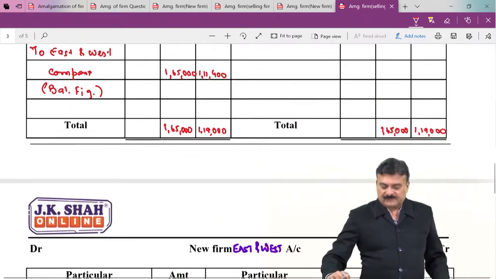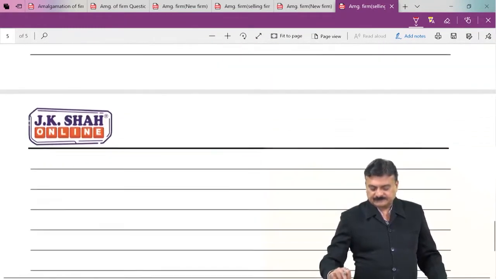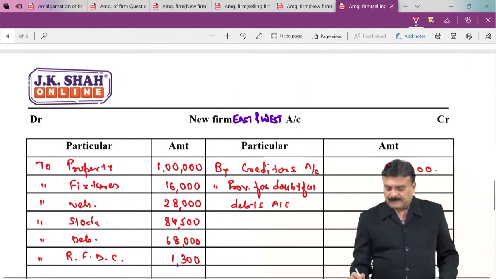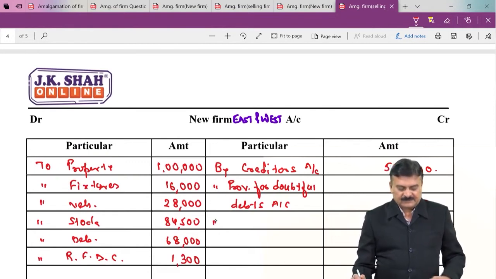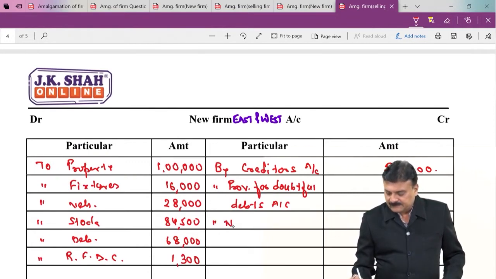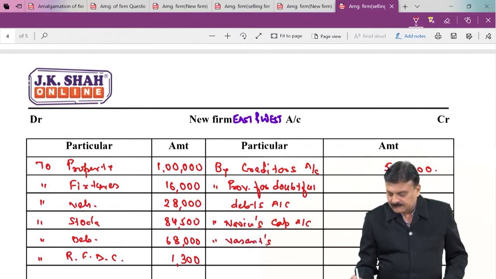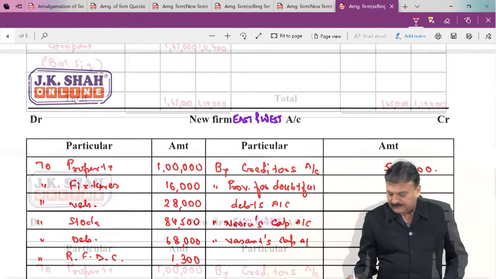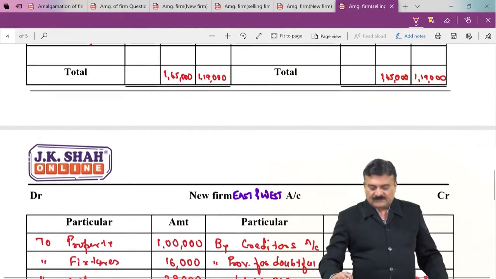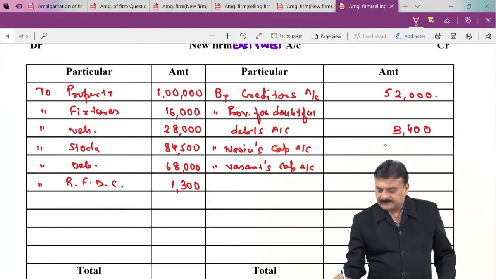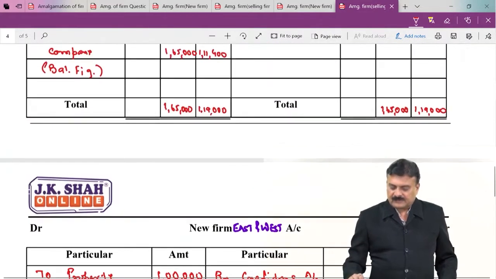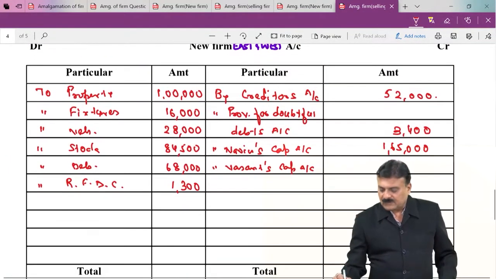That will go to East and West Company credit side by who are partners, Naveen and Vasant. So by Naveen's capital account and by Vasant's capital account. How much was the amount? 1,65,000, and the second partner was 1,11,400.